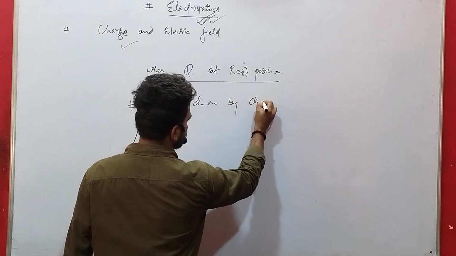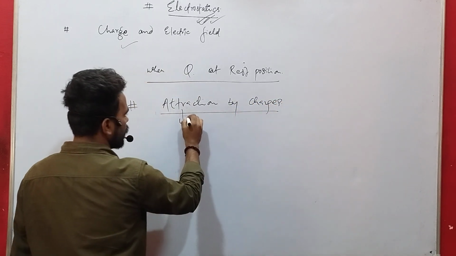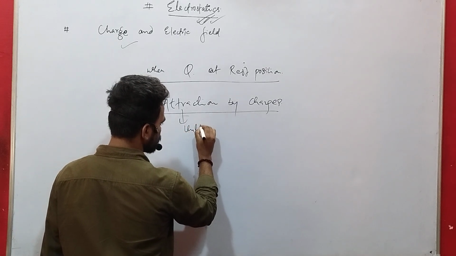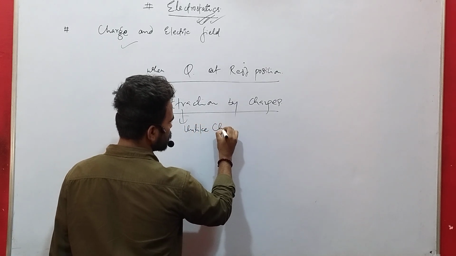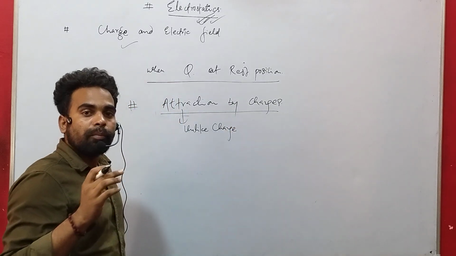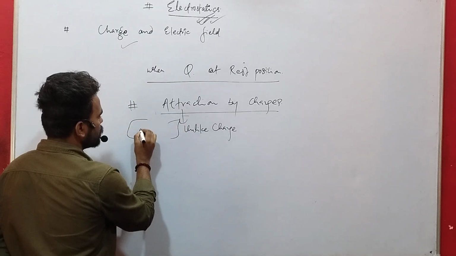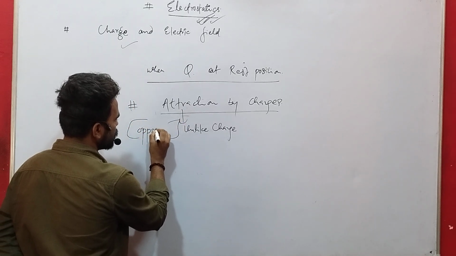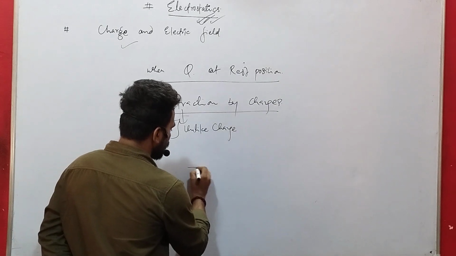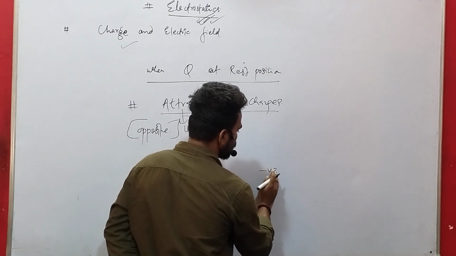Attraction by charges. Attraction occurs in unlike charges. The meaning of unlike: opposite charges. We can take one positive charge and another negative charge.